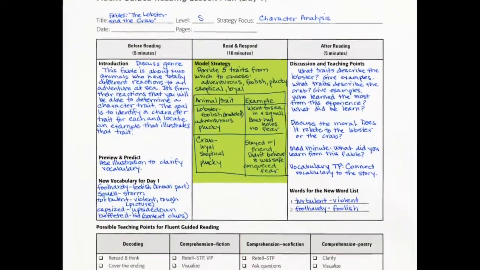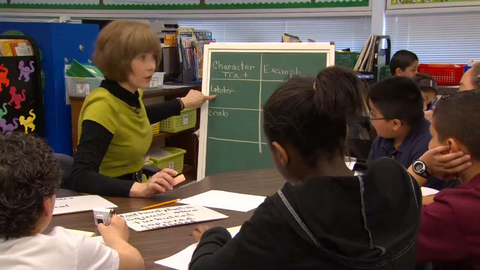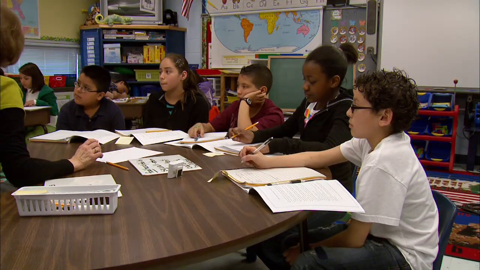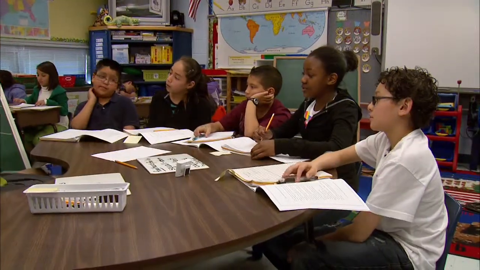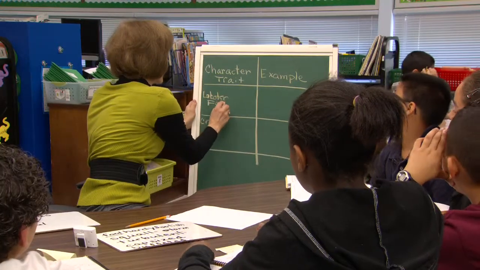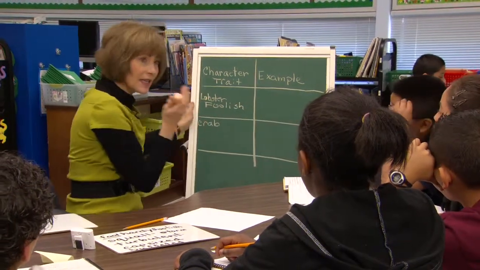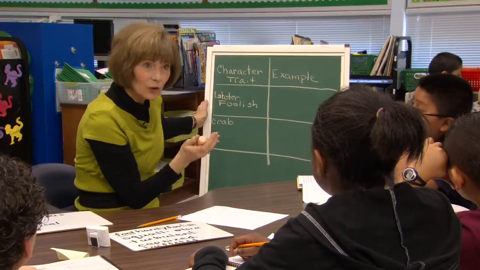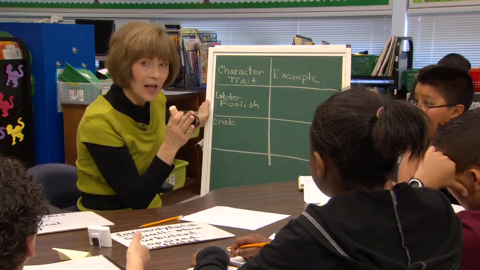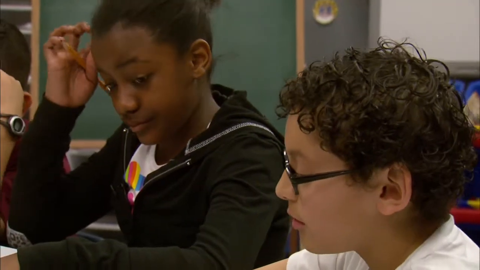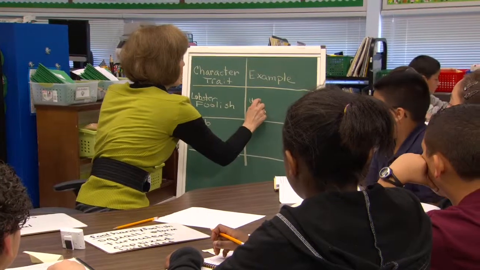Next, introduce and model the focus strategy so the group understands what is expected of them. So let's just do one together. What would be a good character trait for the lobster? What do you think? Foolish. So I'm going to put foolish right here on this side. And then over here, I have to write down something he did that was foolish. Now, he did more than one thing. So what was one thing that this lobster did that was foolish? He went to sea when it was a squall. So he went to sea in a squall.